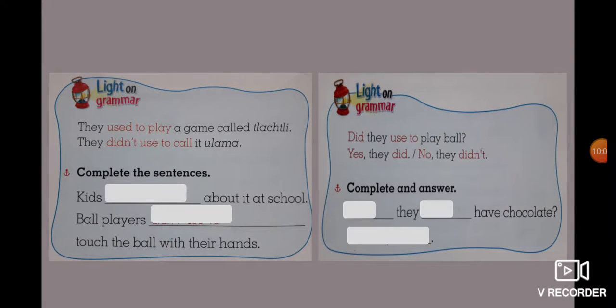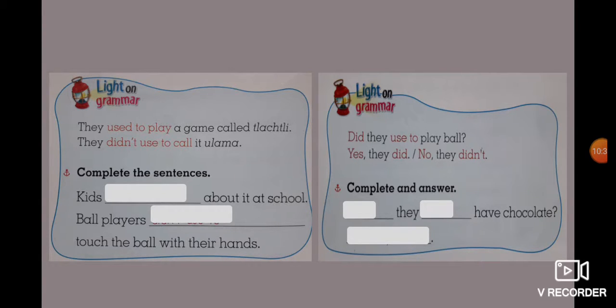So let's see. Now, the grammar spotlight. We have the affirmative expression, the negative expression, and the question. They used to play the game called Tatli. Remember, we use the pronoun, the expression used to, then an infinitive verb, and then the complement. In negative form, they didn't used to call it ulama.